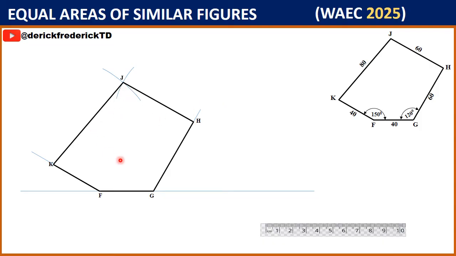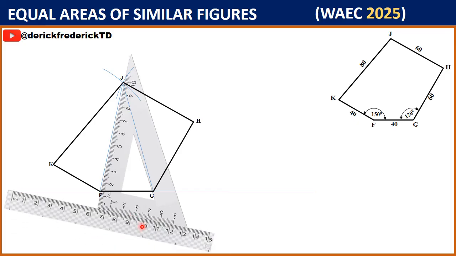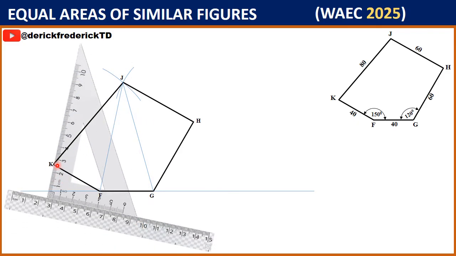Now let's convert this to what? A triangle of the same area as this polygon. So connect F to J with a thin line. Connect G to J with a thin line. Now align your set square with JF. Support with your ruler in this manner and transfer to this point K, and draw a line to touch the thin line you drew here. Just draw a line from K.